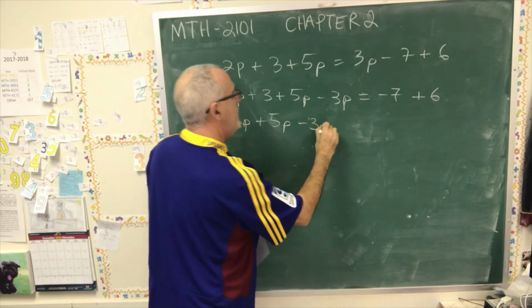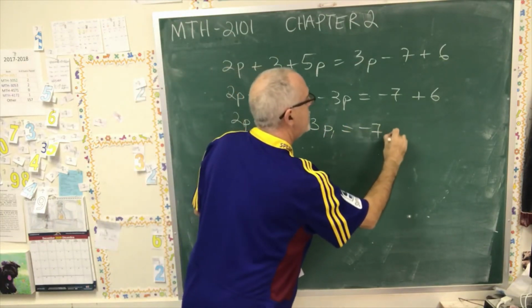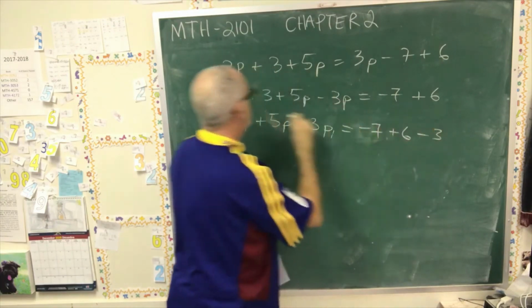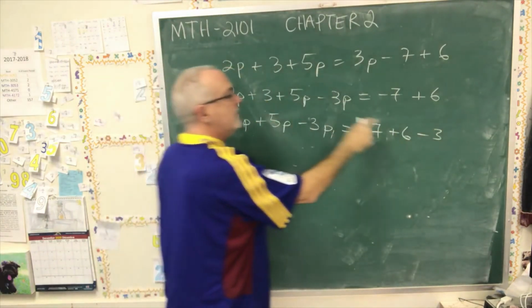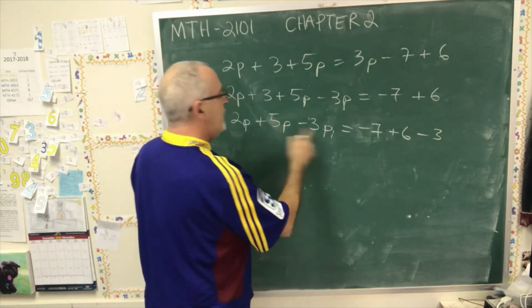I'm keeping all the p terms the way they are, and I'm moving this 3 to the other side, where it becomes negative. The 3 is being added on the left side, so when I move it to the right side, it becomes negative. It's subtracted. Now we can combine similar terms.